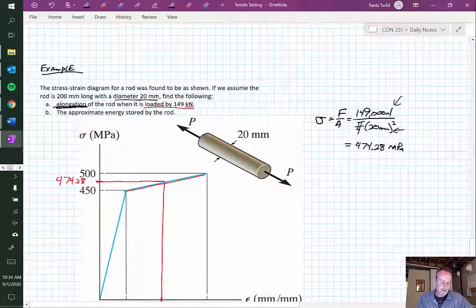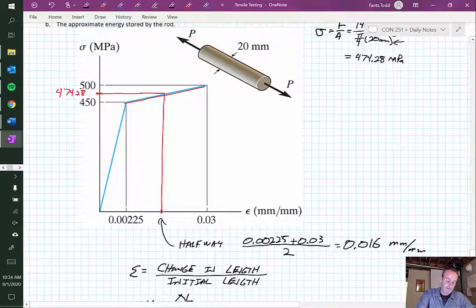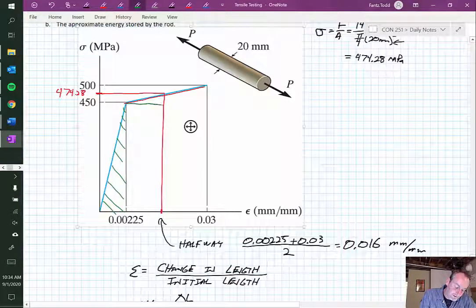Now there is a part B. It says, what is the approximate energy stored by the rod? Well, that's kind of a pain because that means I'd have two areas to look at, right? So we said energy is area. Well, I have one, which is this triangle here. Actually, I have three areas, don't I? Because I would probably do it something like this.